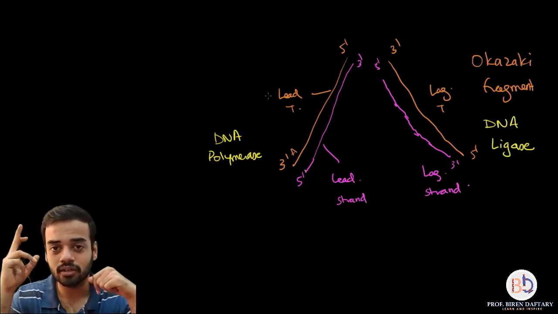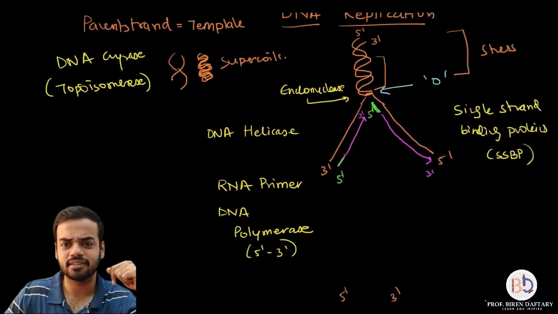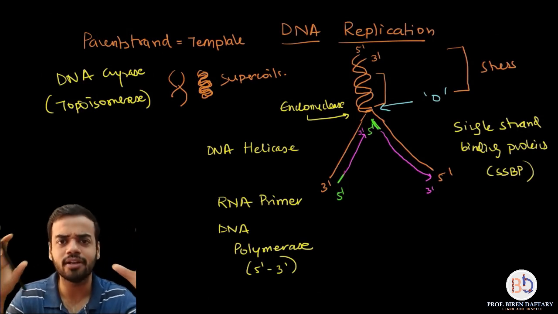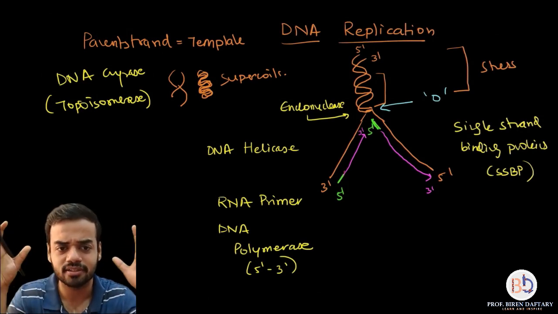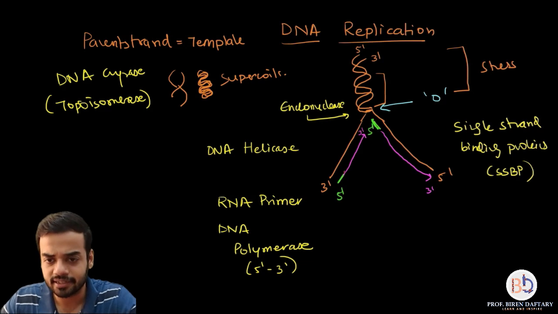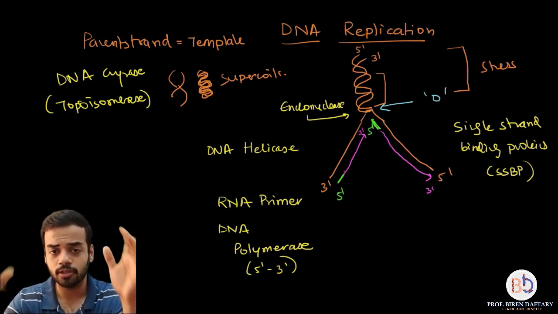Okay, in the state board book they have used the word super helix or supercoil relaxing enzyme, something like that. Supercoil relaxing enzyme is the same as DNA gyrase or topoisomerase. Is this clear? Okay, so this is your part of DNA replication. We have seen all the enzymes, all the parts.